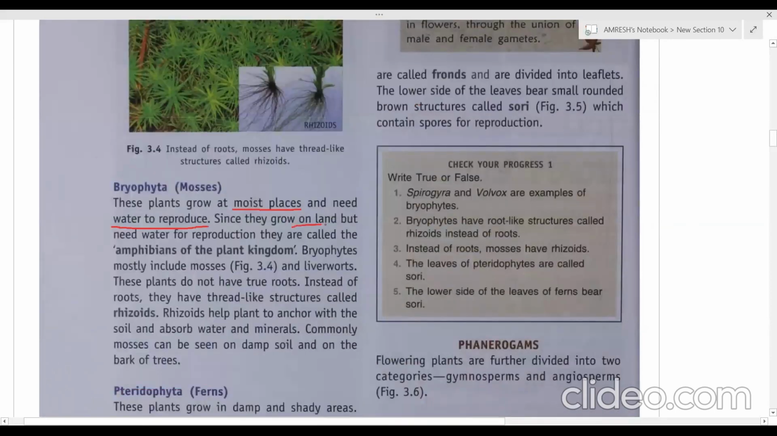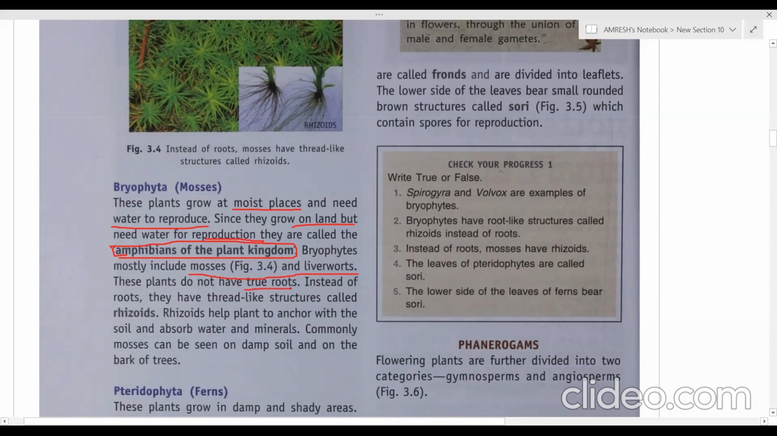Since they grow on land but need water for reproduction, they are called amphibians of the plant kingdom. Amphibians means they live both on land and in water. Bryophytes need water for reproduction, so they are called amphibians of the plant kingdom. Bryophytes include mosses and liverworts. You have to remember the examples: mosses and liverworts.